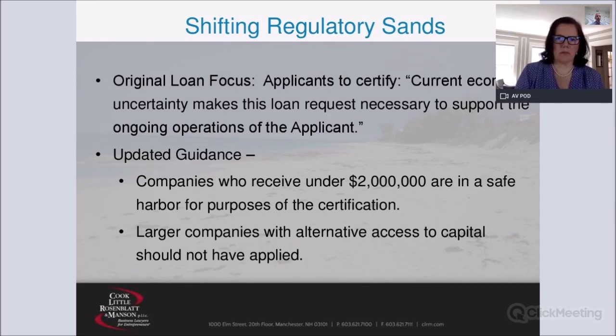In the application, as you may be aware, you had to certify that, as a recipient or applicant of the loan, the current economic uncertainty made the loan request necessary to support the ongoing operations of the applicant. To me, that seems like a pretty low bar. You didn't have to certify anything greater than that in terms of need. You didn't have to document a particular need.